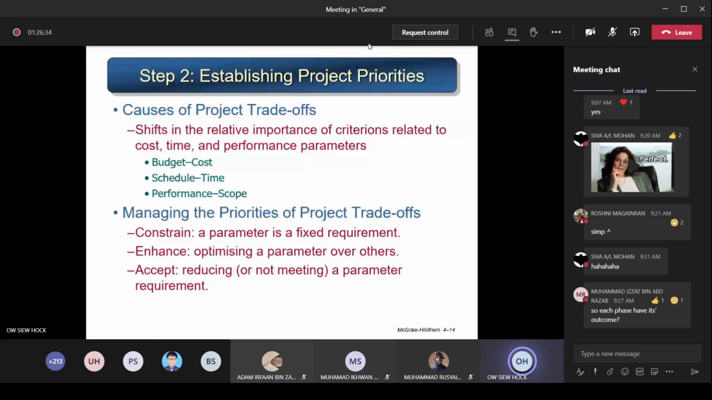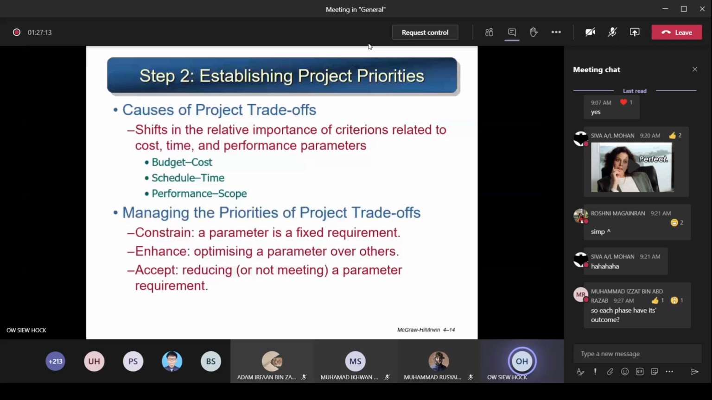So what's the meaning of constraint? Constraint means a parameter is a fixed requirement. Let's say budget is constraint. If I allocated 10,000 for this project, that means it is 10,000. It cannot be more, cannot be less. So that is fixed, called constraint. Next, the term called enhance. Enhance means optimizing a parameter over others. If you say the budget is enhanced, and the amount allocated is 10,000, it means I use less. Instead of 10,000, I only use 8,000 to finish the project. That's called you enhance the budget.